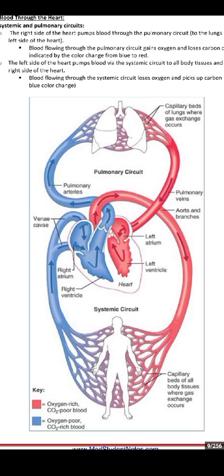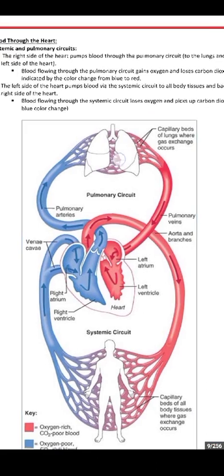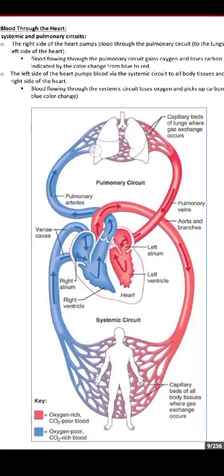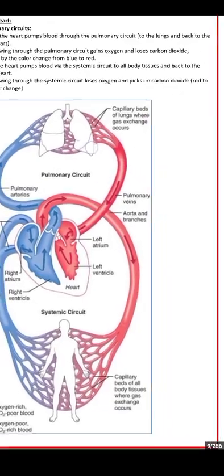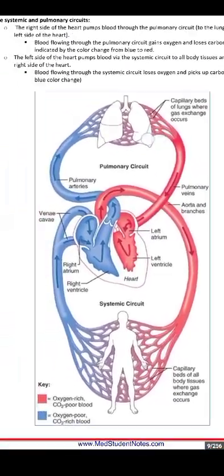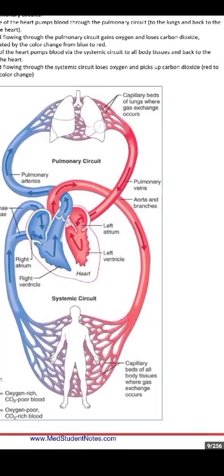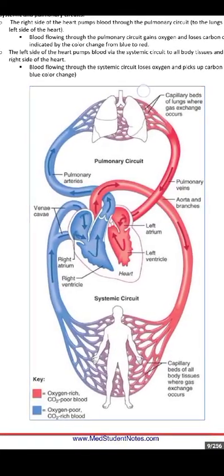The right side of the heart pumps from the systemic circulation to the pulmonary circulation, and the left side pumps from the pulmonary circulation to the systemic circulation. The left side of the heart pumps blood to the whole body tissues, and back to the right side of the heart. Blood flowing through the systemic circulation loses oxygen and picks up carbon dioxide from the cells.